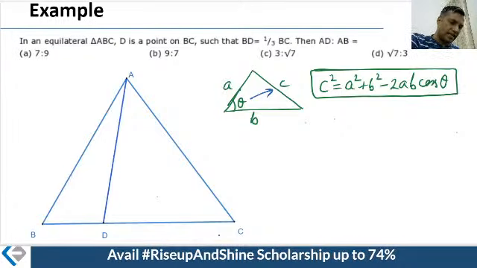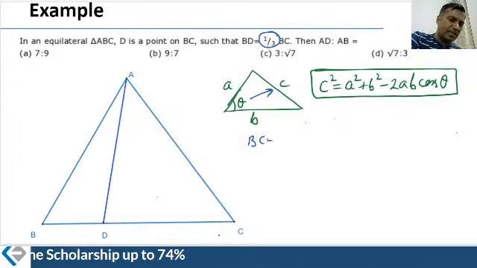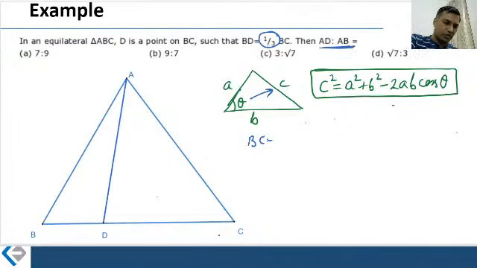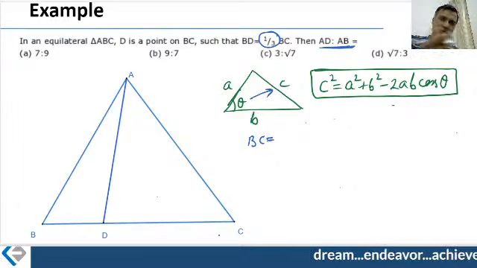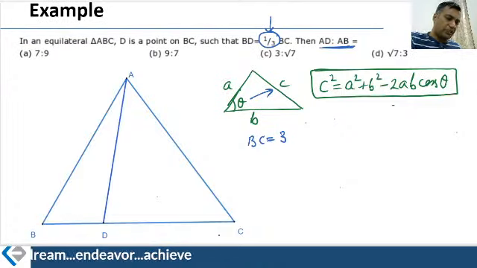Now listen to me, friends. Take a look at this 1 by 3 here. BD is equal to 1/3 of BC. Let me assume BC is equal to 3 units, because ultimately you want a ratio, so it does not make a difference what you assume. Why 3 units and not 2 units? Because it is 1 by 3.